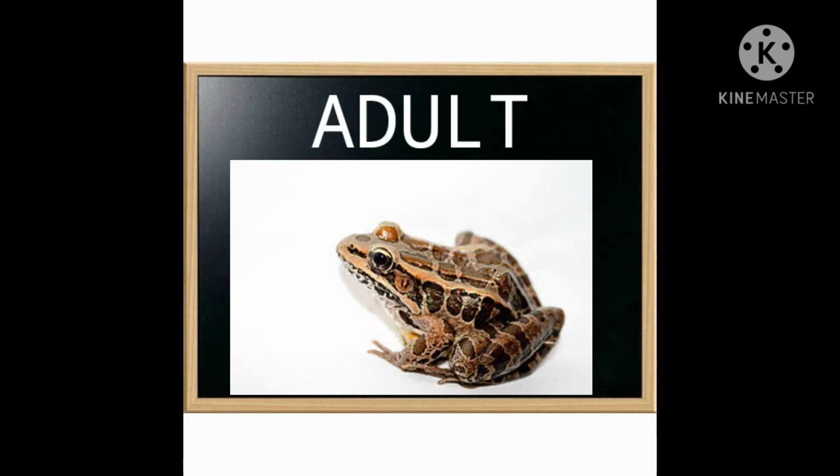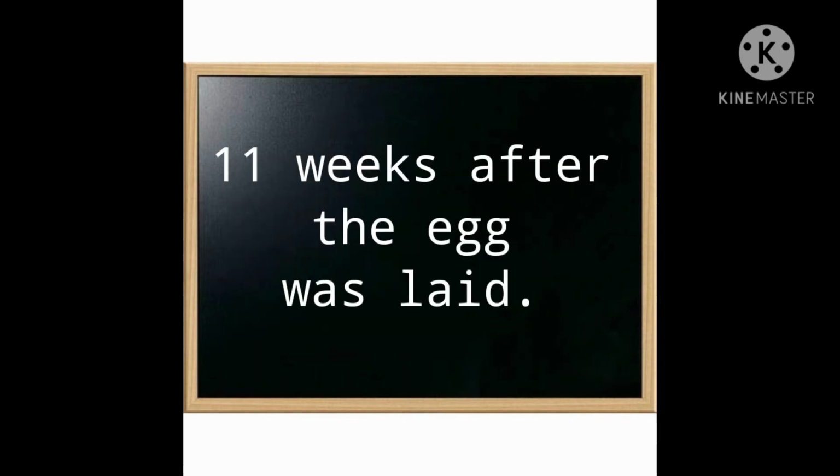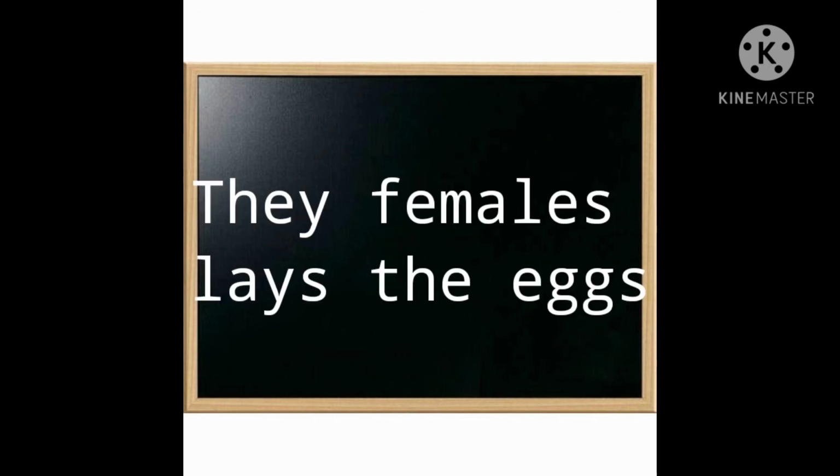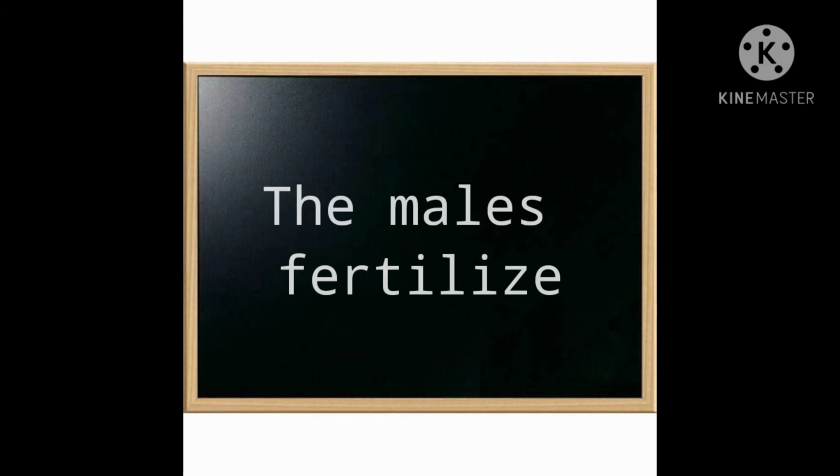The last development of a frog is called the adult frog. 11 weeks after the egg was laid, a fully developed frog with lungs, legs, and no tail emerges from the water. This frog will live mostly on land, but occasionally swims. The tiny frogs begin to eat insects and worms. The female lays the eggs, the male fertilizes them, and the whole process begins again.